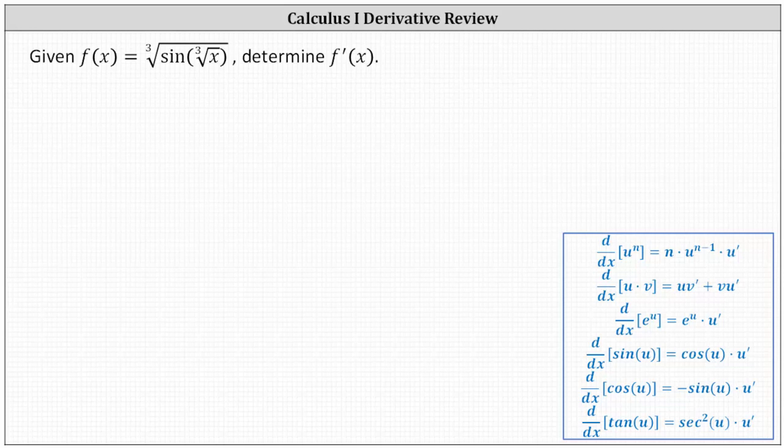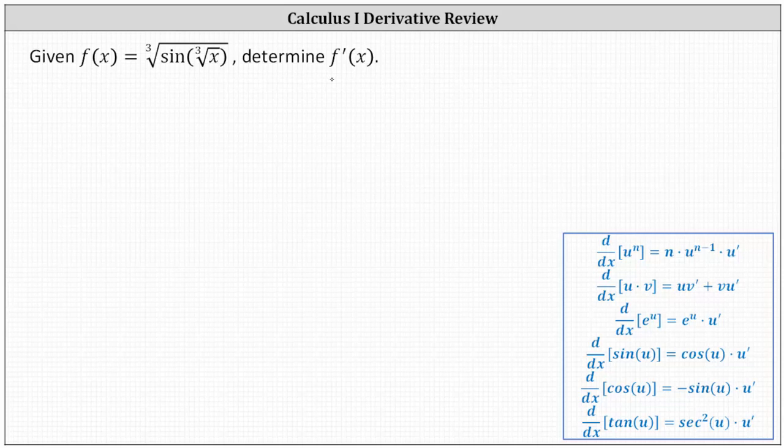We're given f of x equals the cube root of sine of the cube root of x, and we're asked to determine the derivative function f prime of x. There's a couple of things to notice here. First, we know to find a derivative, we need to write the radicals using rational exponents, and recall taking the cube root of something is equivalent to raising it to the 1/3 power. And also we have a composite function, and therefore we have to apply the chain rule.